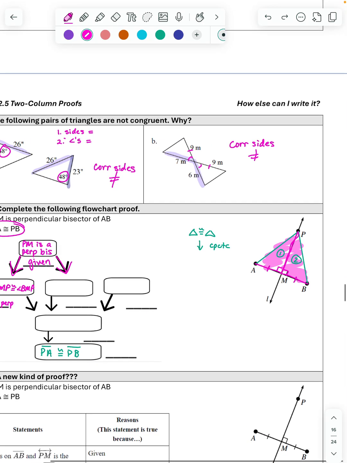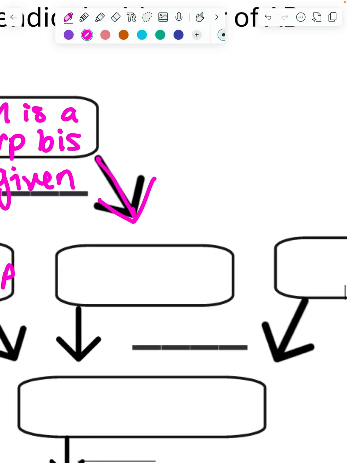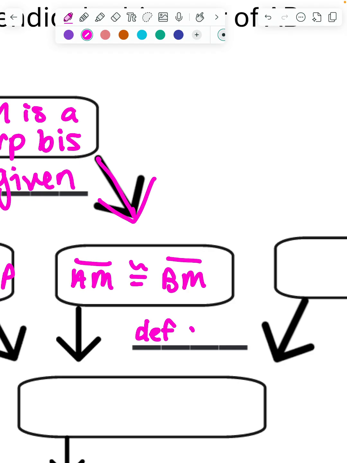And I'll talk about the two parts that are the same because of the bisector piece. AM and BM are congruent. So AM, I'm going to put the line over it, is congruent to BM. And again, that is simply because of the definition of a perpendicular bisector.